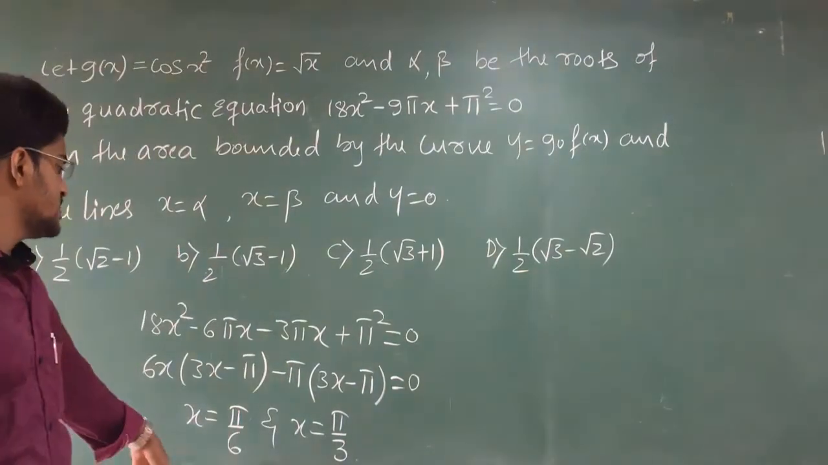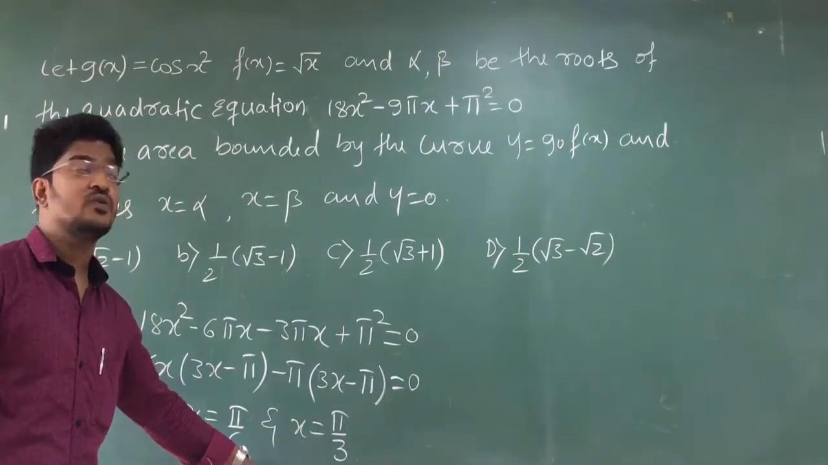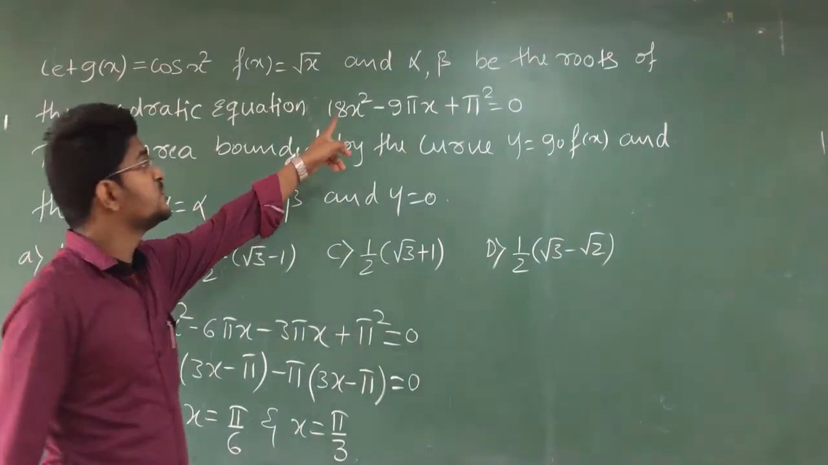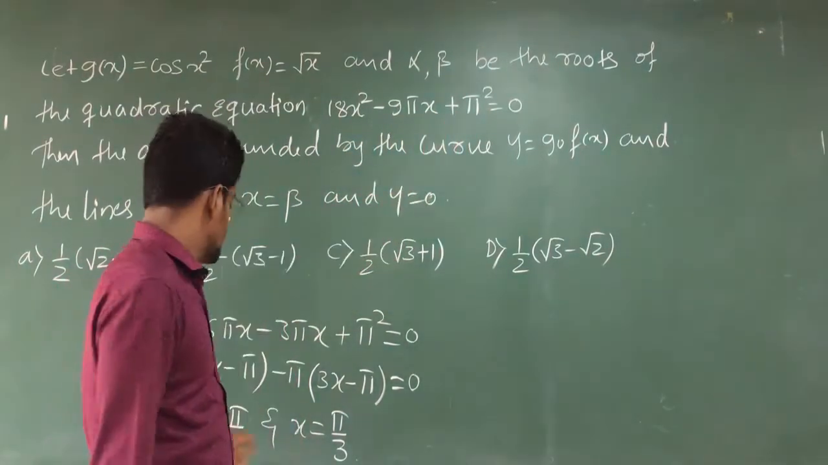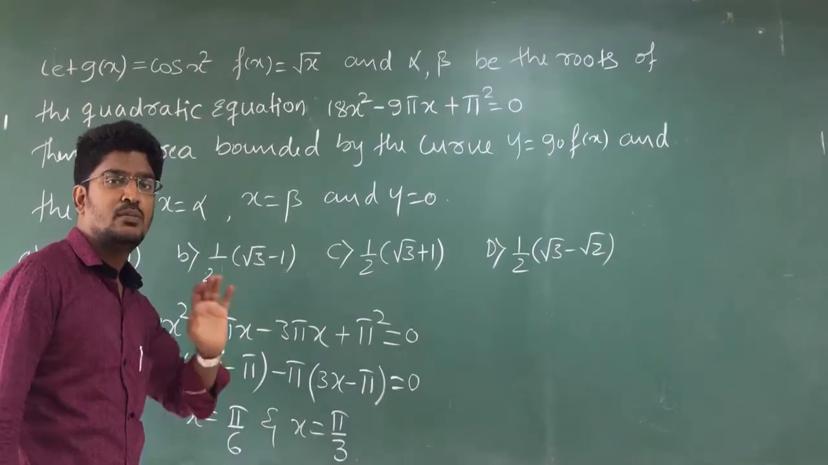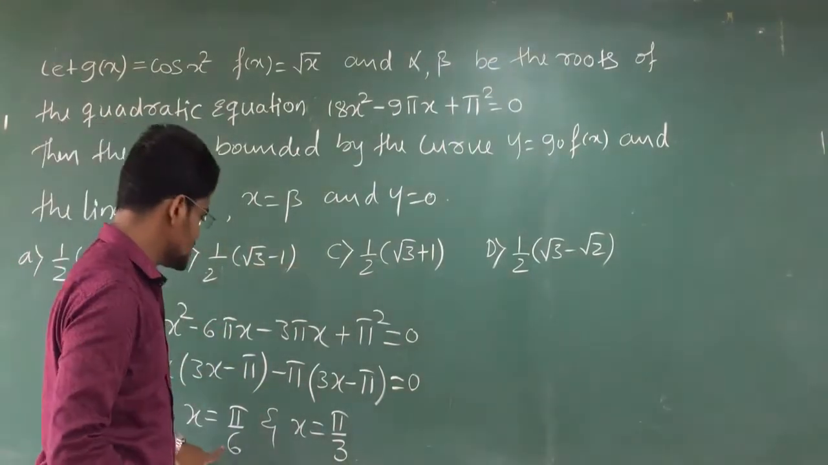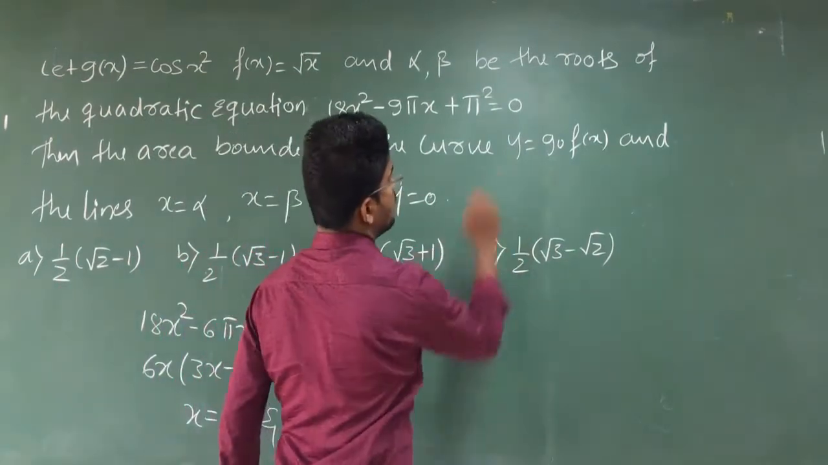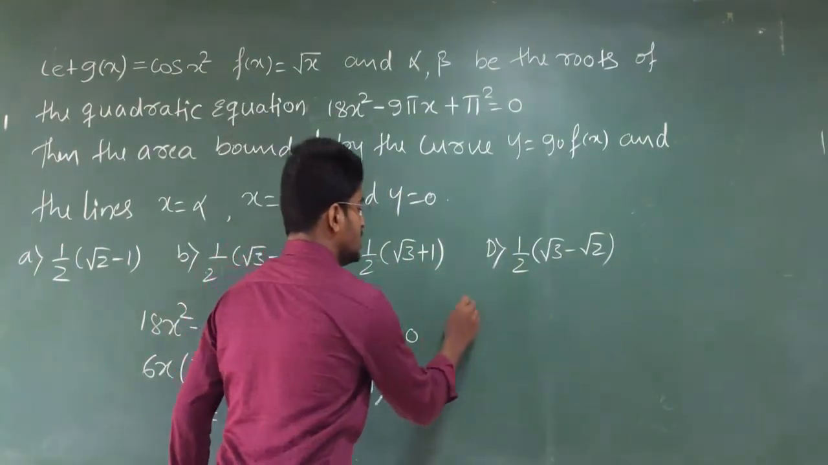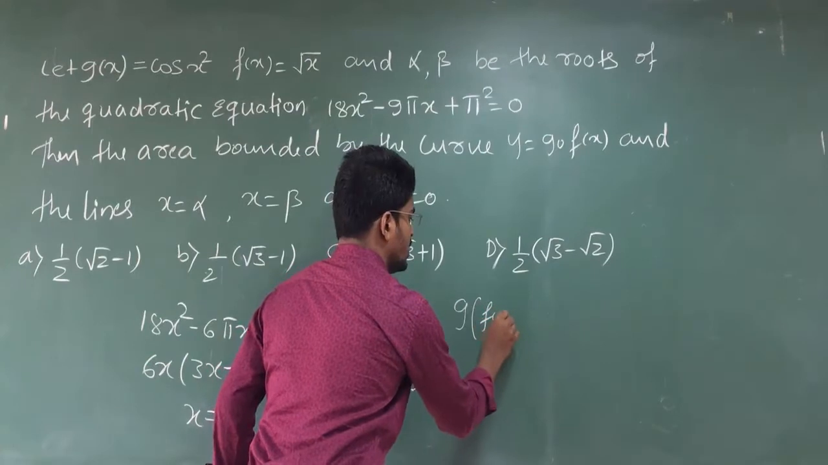x equal to pi by 6 and x equal to pi by 3 will be the two roots of the quadratic equation 18x square minus 9 pi x plus pi square equal to 0. Clear? So these are nothing but alpha and beta. This is 30 degree. This is 60 degree. Now let us solve GOF, that is g of f of x.